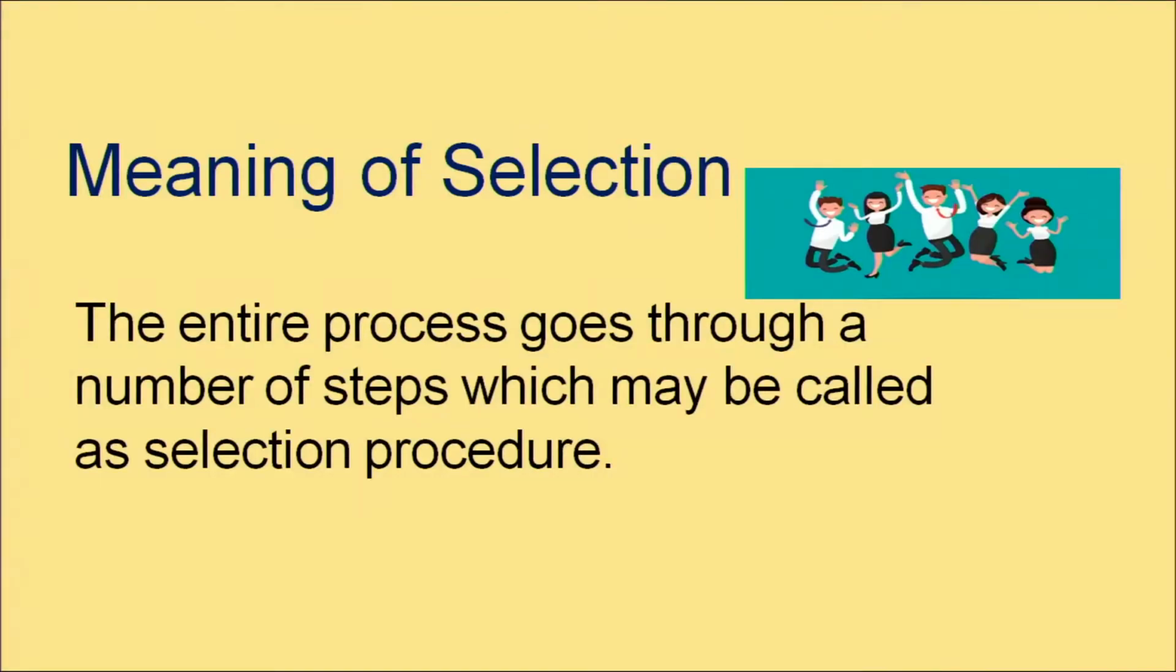Selection involves certain steps. These steps are the number of rounds which a person has to face to be selected for the vacant position. The entire process goes through a number of steps, which may be called the selection procedure. So, selection procedure means the steps involved in the selection process, and those steps are required to select the best candidate for the vacant position.